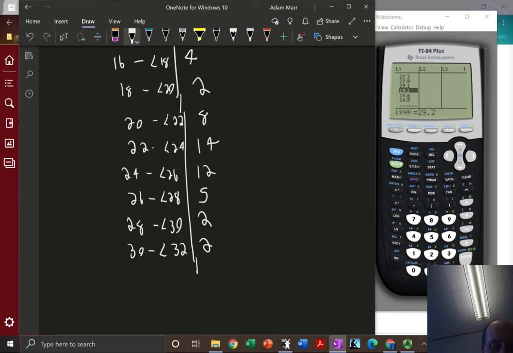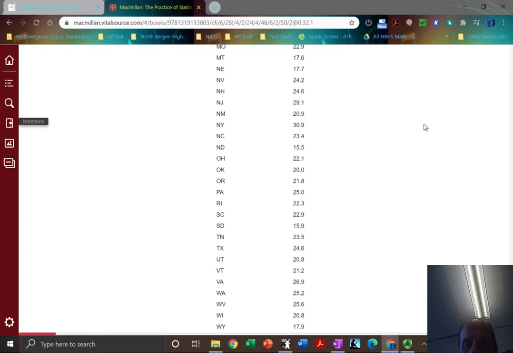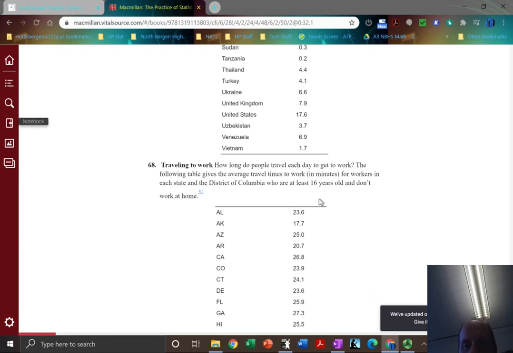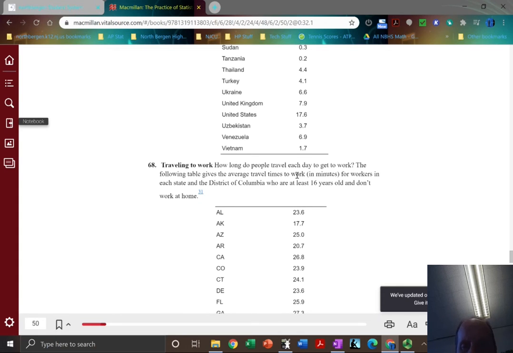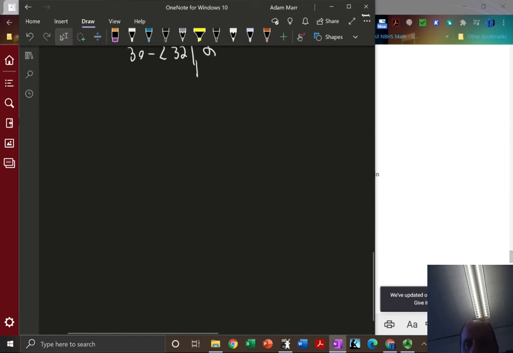There's a way you can do these whole things on the graphing calculator, but I'll show you that later, right? All right, so anyway, we have the frequency distribution, no problem. Make sure that when we put the graph, it's in context, and specifically we're talking about how long people travel to work each day. The following table gives the average travel time to work in minutes for workers in each state and DC who are at least 16 years old and don't work at home. So right here, we're going to start our histogram up.